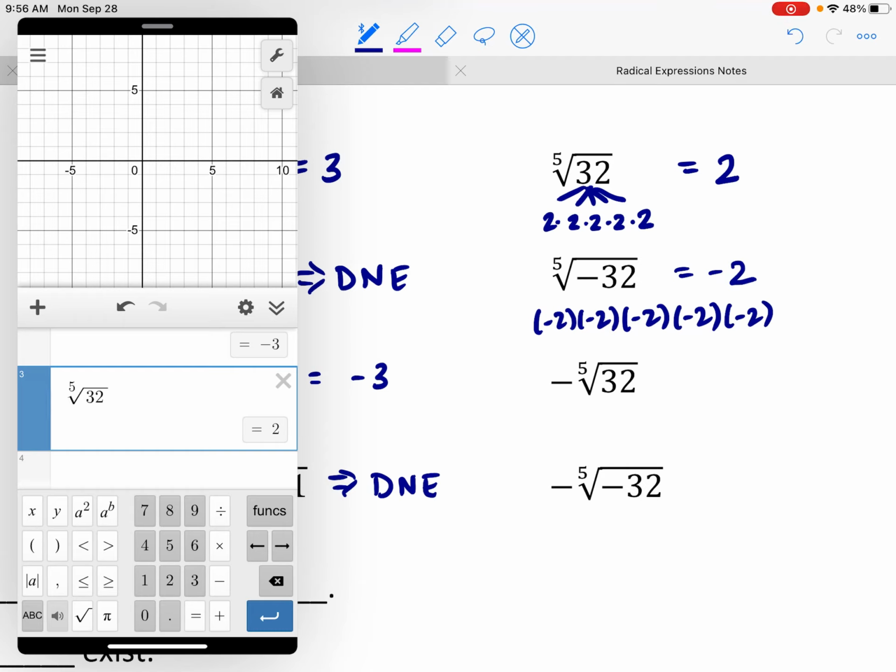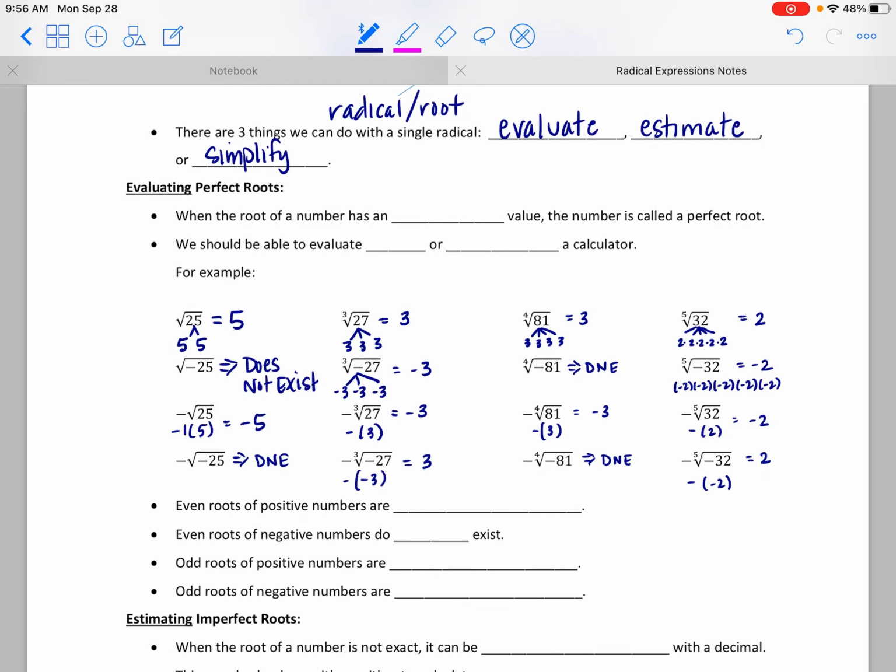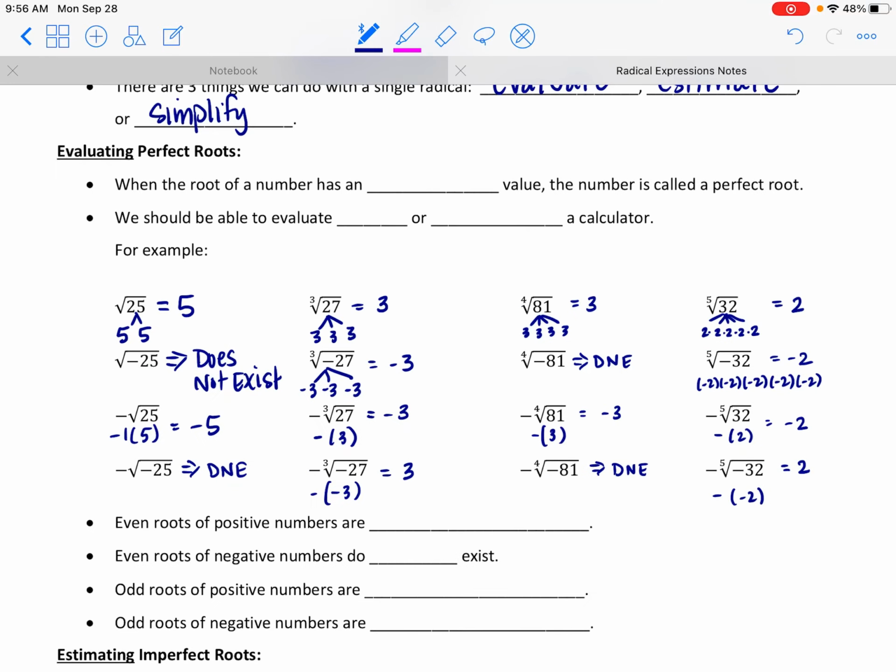And again, if you weren't sure, put it in the calculator. It confirms. So this is a negative times the 2 here, so negative 2. And this is a negative times the negative 2, which makes this one a positive 2. Okay? So these are, again, hopefully things that you can do without the calculator, although the calculator can confirm them all. But there are a couple of takeaways here. First of all, when the root of a number has an exact value, like the ones that we just looked at, then we should be able to evaluate with or without the calculator. I would prefer the without, but it's really okay if you need to rely on the calculator.